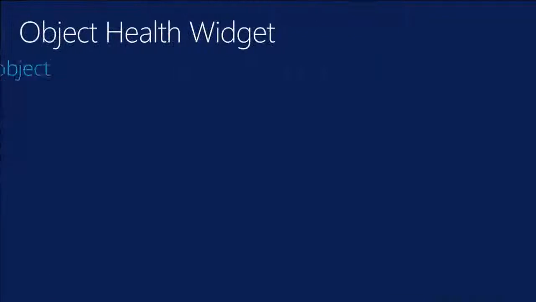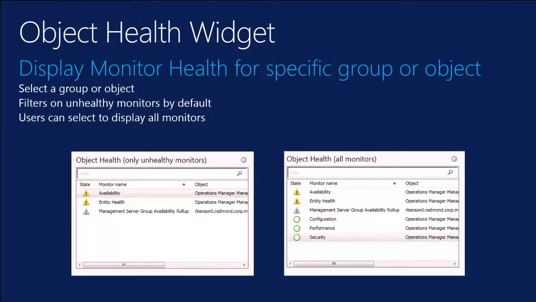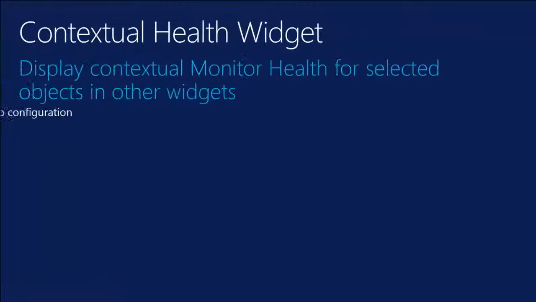Next, we introduced the Object Health widget. Now, this widget, again, you need to specify a group or an object, but then this widget will display all the unhealthy monitors associated with that object. You can personalize it and deselect the filter, and then you are able to see all the monitors associated with that object. Pretty useful, but again, it's a little bit static. It's defined for just one object or a group. It'd be great if I could actually select a different object elsewhere in my dashboard and see contextual health.